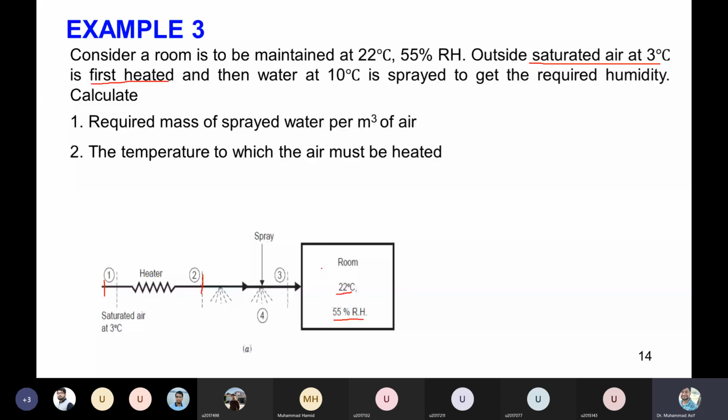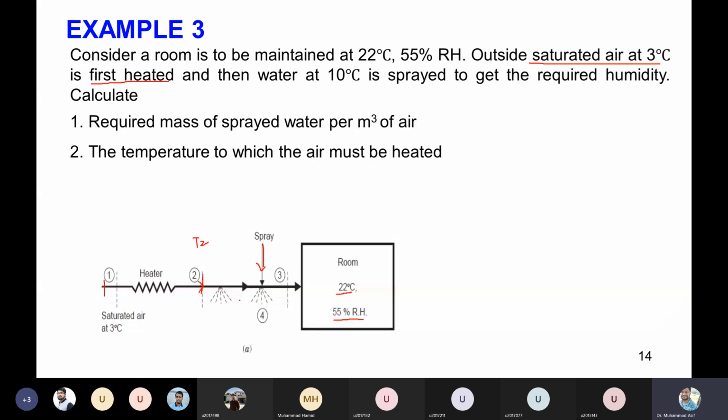The question is, what is the required mass of the sprayed water per cubic meter of the air? So how much mass of water is sprayed, right? And then the temperature to which air must be heated. From 1 to 2, in other words, what is the value of T2, the temperature to which air must be heated? So this is how you have to figure it out.